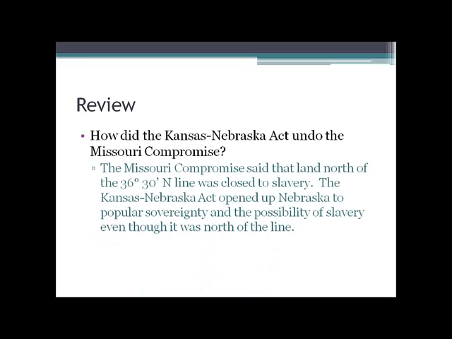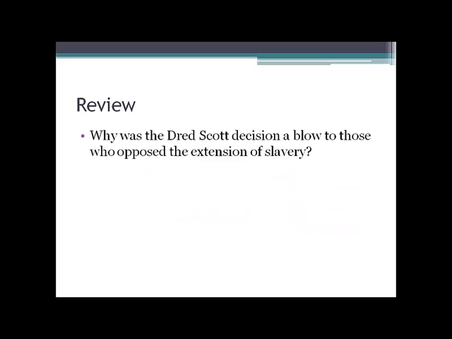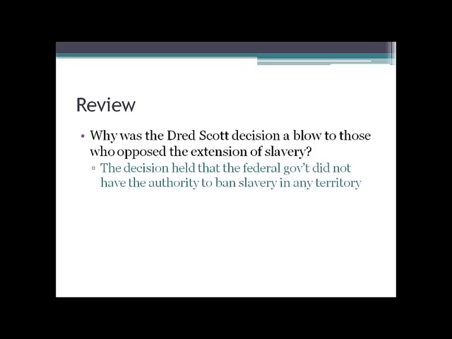Popular sovereignty. The Kansas-Nebraska Act opened up Nebraska to popular sovereignty and the possibility of slavery, even though it was north of the line. And why was the Dred Scott decision a blow to those who opposed the extension of slavery? Because it held that the federal government cannot have the authority to ban slavery in any territory.